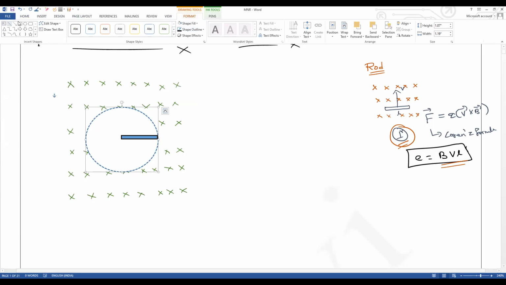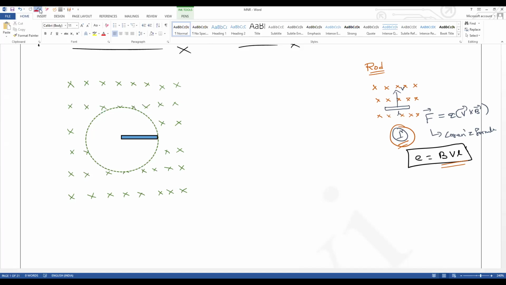Let us rotate this rod in this magnetic field. What is the direction of the magnetic field? Inward, into the page. Now let us imagine it is rotating with an angular velocity. What is the angular velocity symbol? Omega.